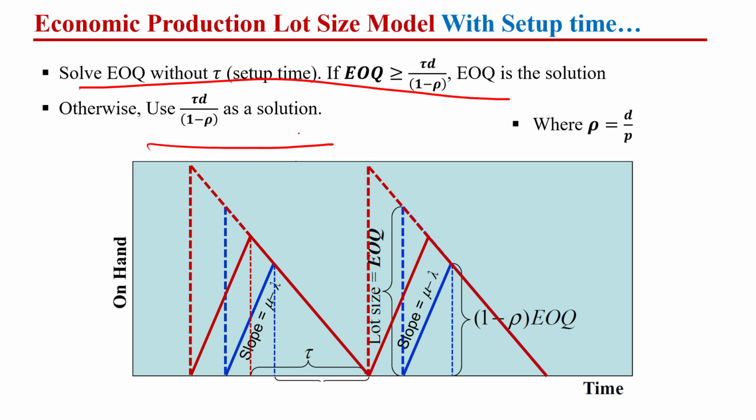So I hope you got the idea of what the economic production lot sizing model is without setup, and how you deal with it if there is a setup time.